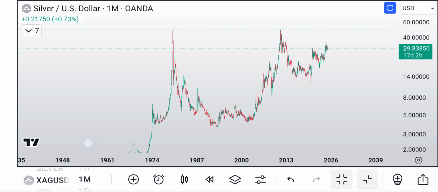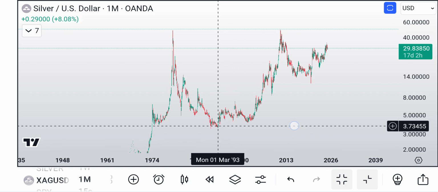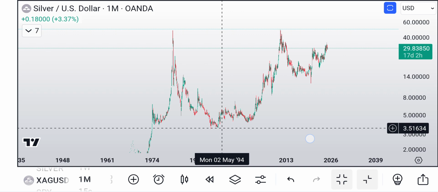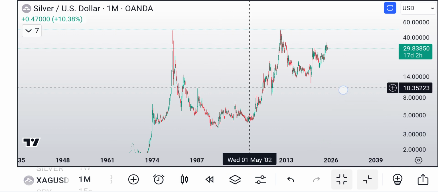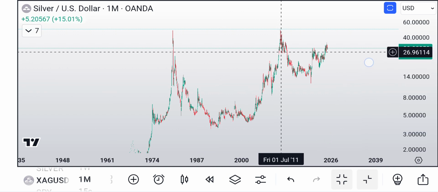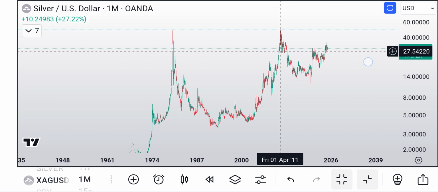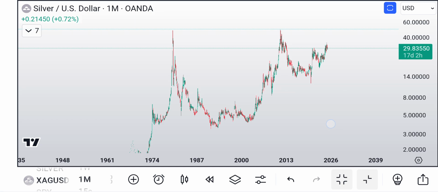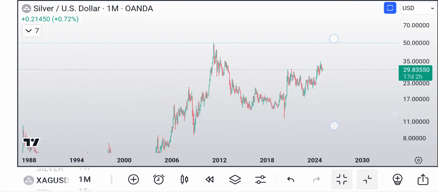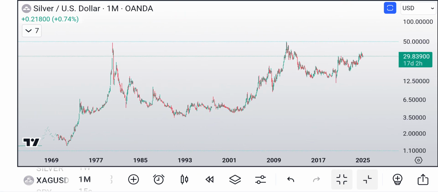I mean, the move from the bottom all the way to the top, that was 1993, a year after I was born, all the way up to 2011. I mean, that's a long time. So, yeah.